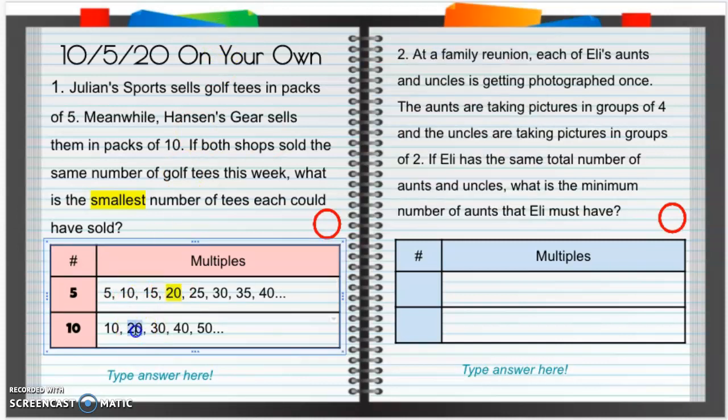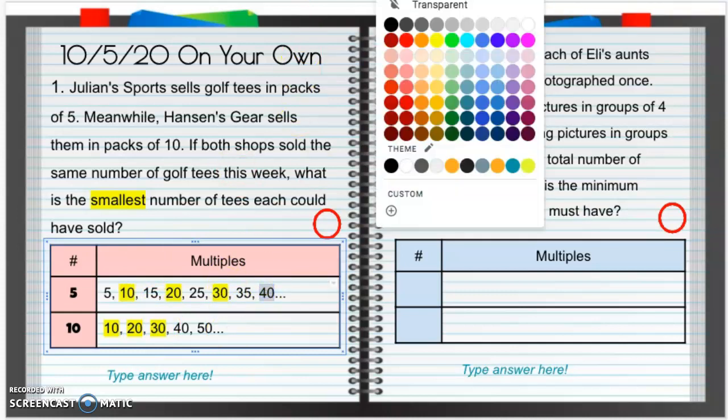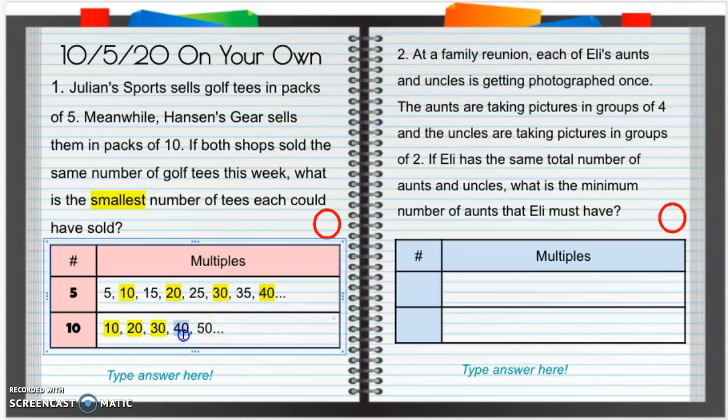So let's see. I see a 20. Oh, I see a 10. You cannot forget that. So we're matching our numbers here. I see a 30. I see a 40, and there's a lot more. Of these common multiples, which is the least, or the first, or the smallest of the common multiples? Well, the 10 is. That's the first one. So our least common multiple is 10.